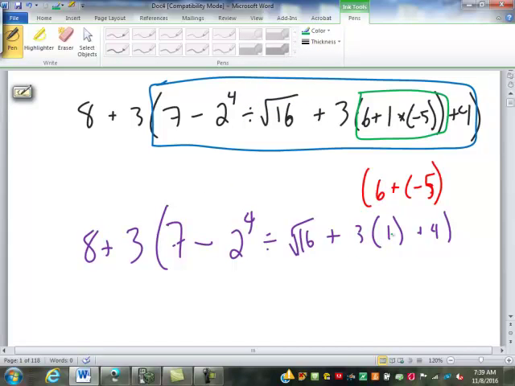So we can get rid of that parentheses and do 3 times 1, which is 3. Now we're out to the larger parentheses here. What do we do first in there? Powers, 2 to the 4th, which is 2 times 2 times 2 times 2. There's no 16. Then what?